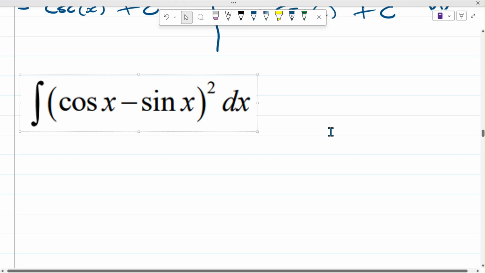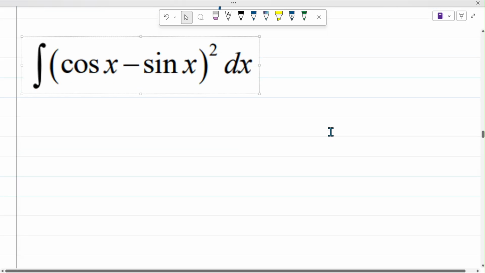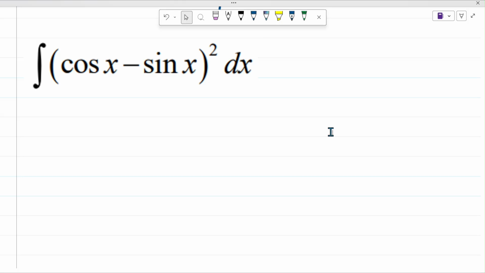Okay, so now we've got ourselves this question: the integral of cos x minus sine x squared. So what are we gonna do here?